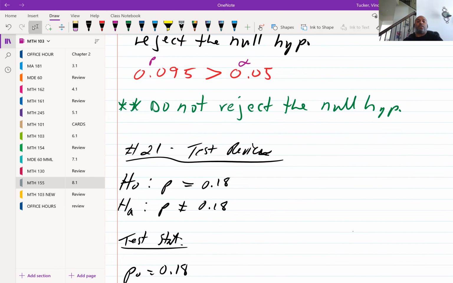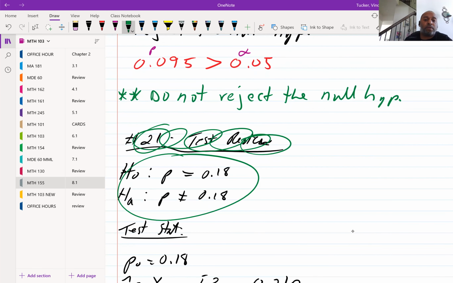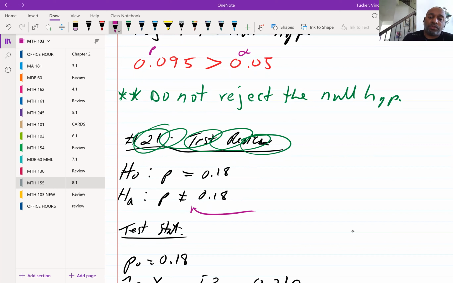Okay, so this one, once again, I don't know what test review I was pulling this from, but anyway, let's start off with our null hypothesis being p equal to 0.18, alternative hypothesis being p not equal to 0.18. So now, if it's not equal to, then we're looking at two-tailed.